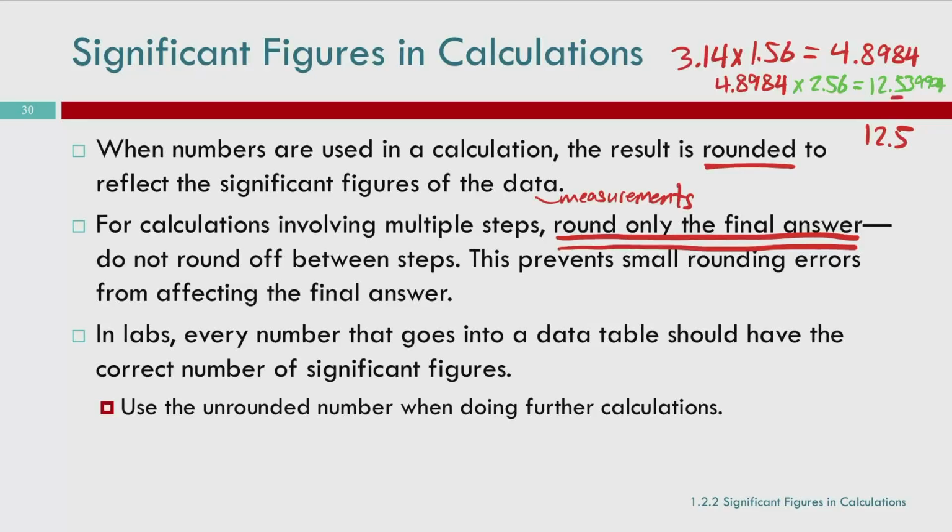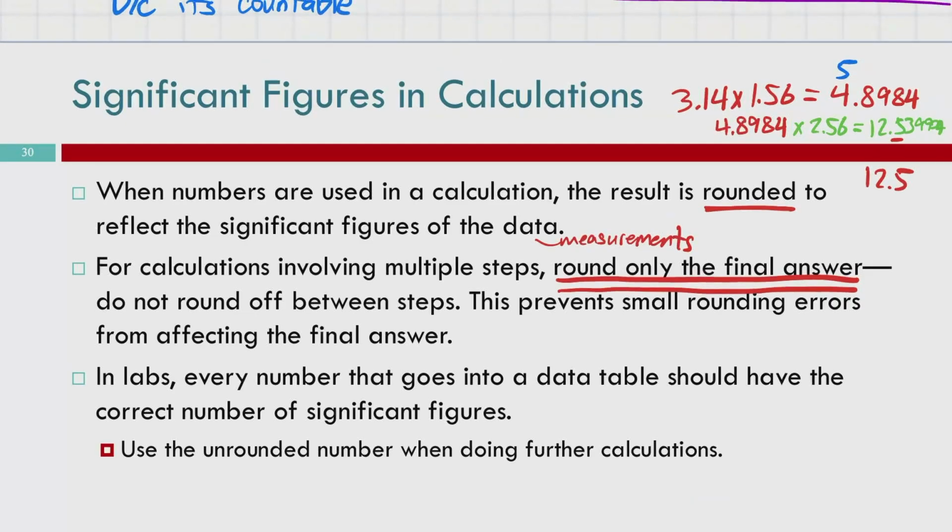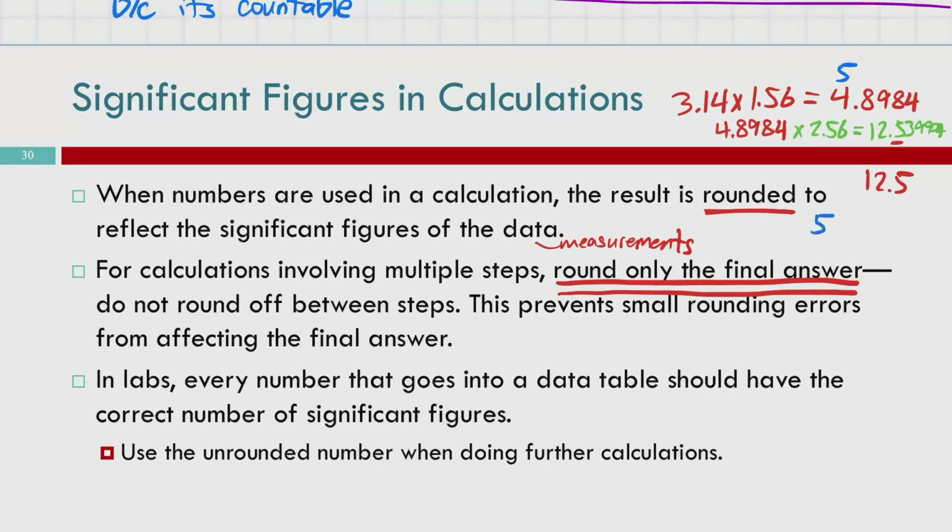However, if I rounded off this first calculation, we'll do a little bit more of an egregious rounding. Let's say that we rounded it to 5. And we do 5 times 2.56. Let's see what the number that we get is. Hopefully it's different. We get exactly, in the calculator, 12.8. Is 12.5 the same as 12.8? It is not the same.